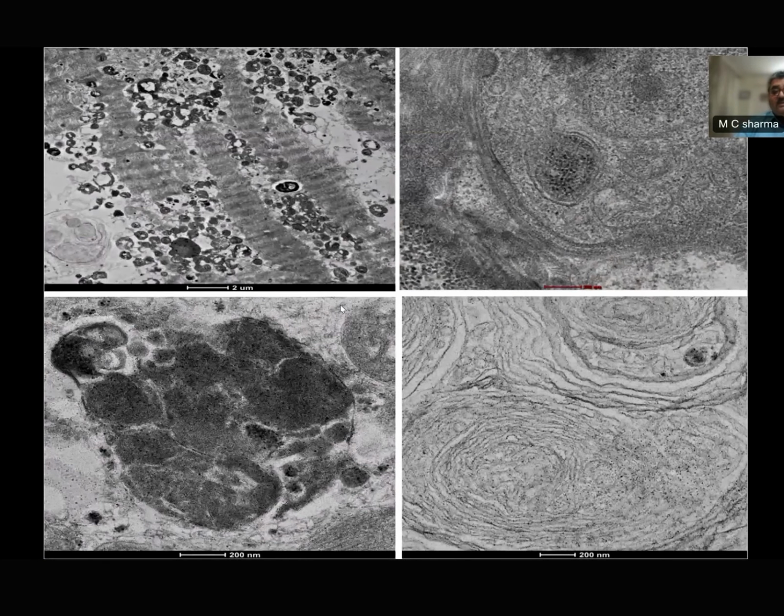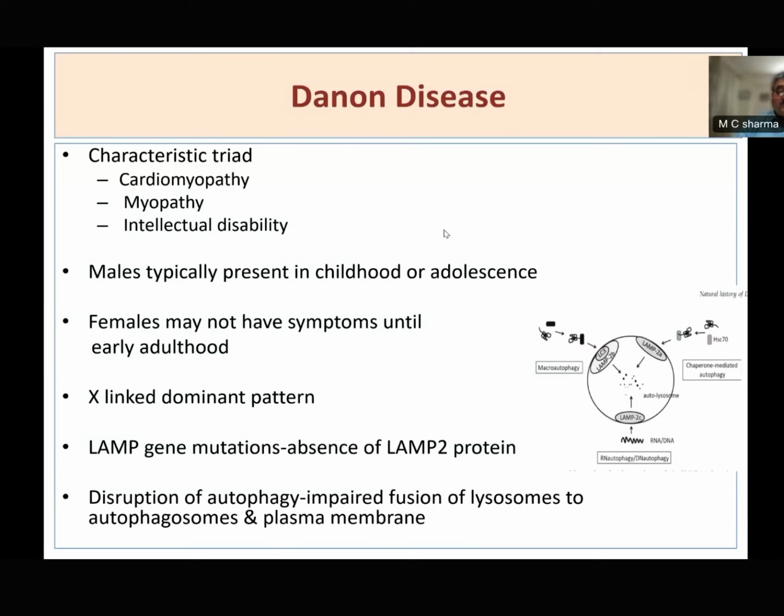So when we did the electron microscopy, this is the cardiac muscle actually. There's a lot of this phagocytic material. These are the lysosomes. This is the membrane and a lot of these laminated structures. One of the vacuoles, the lysosome, is containing glycogen. That was the reason people earlier called this disease a glycogen storage disease, Pompe's type 2, but it is not Pompe's. So this was a case of Danon disease, which is X-linked, and this patient has all three features: cardiomyopathy, muscle disease, and some intellectual disability.